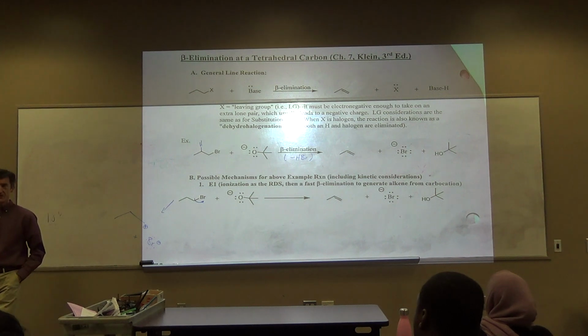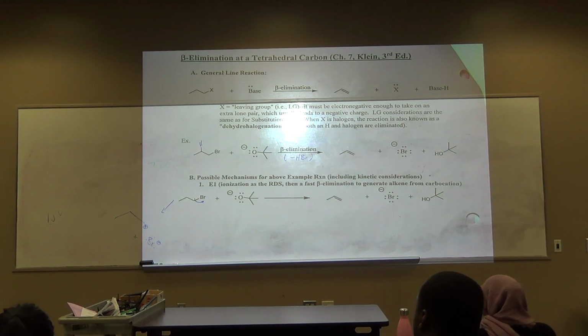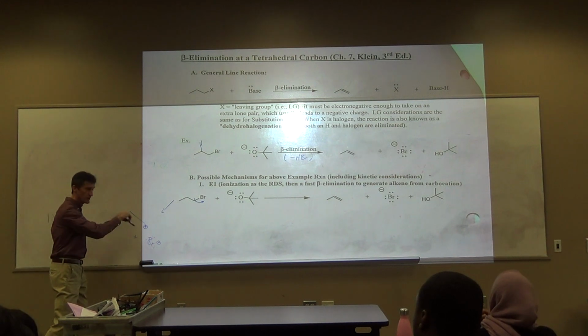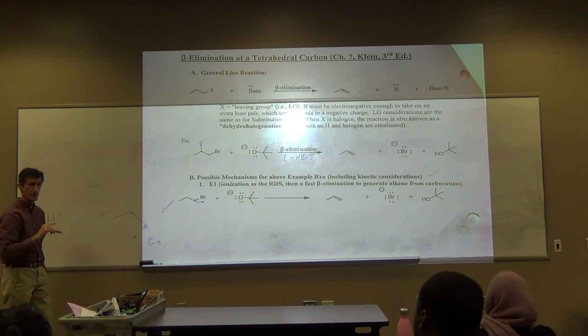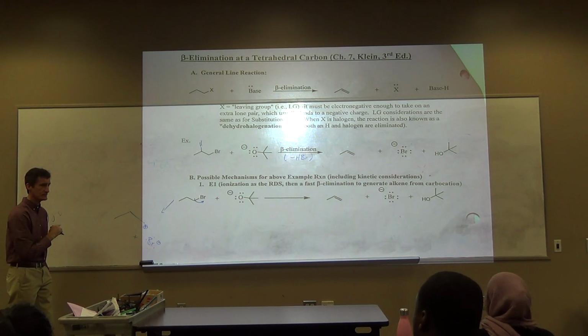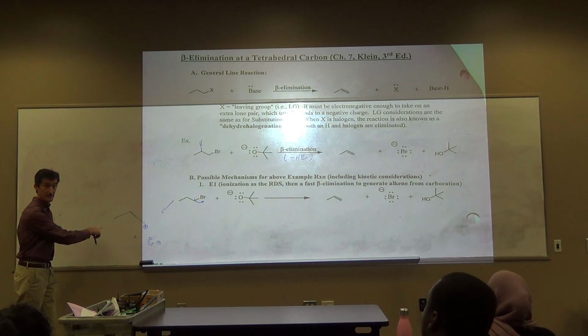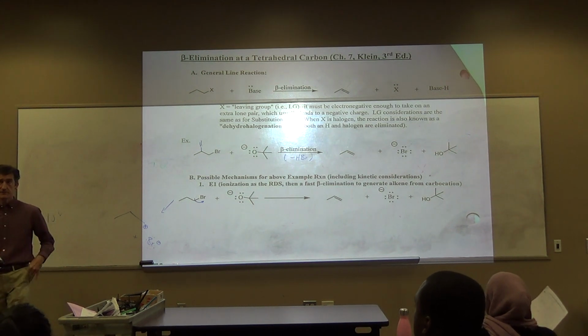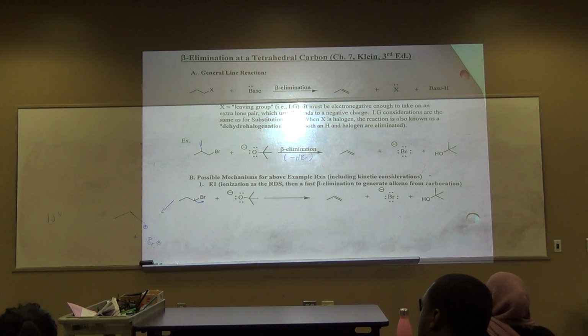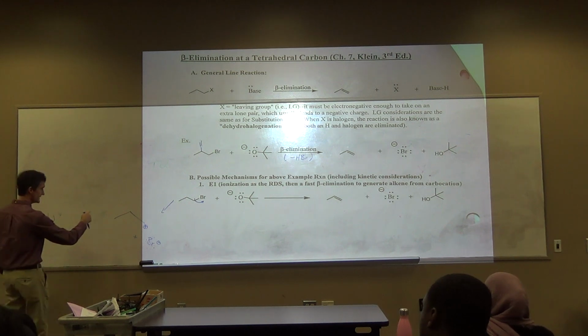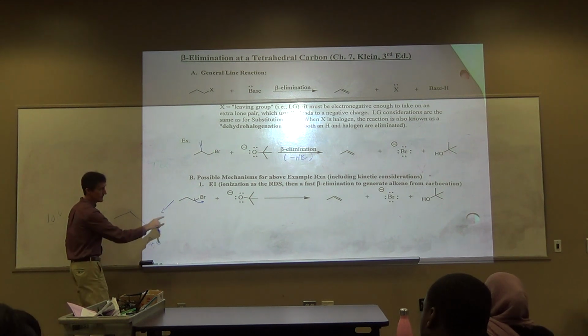Now, perhaps you're already not liking this mechanism. Who's not liking it? Why? Primary cation, bad. Okay? But we're going to do it anyway because it's going to be an SN1. I'm sorry, an E1. What's the first step of an SN1? The same thing. The first step of SN1 and E1 is the same. Leaving group leaving, ionization.